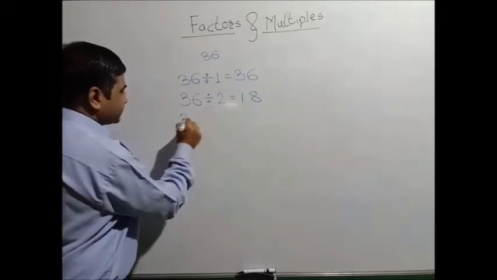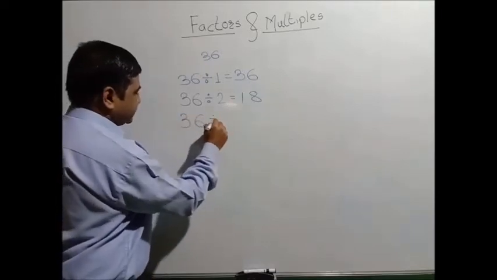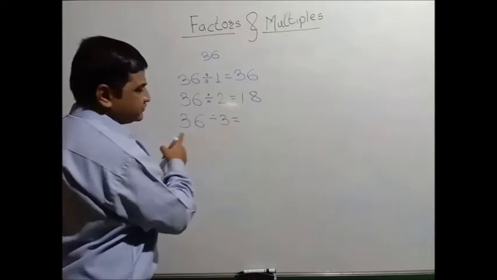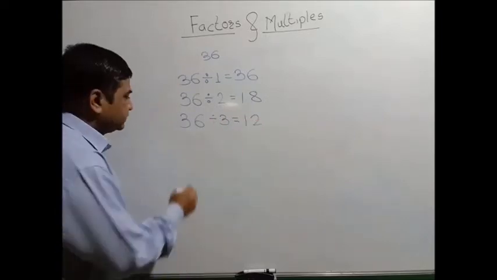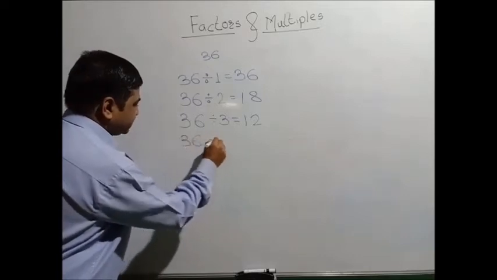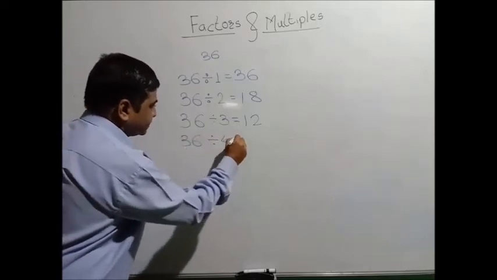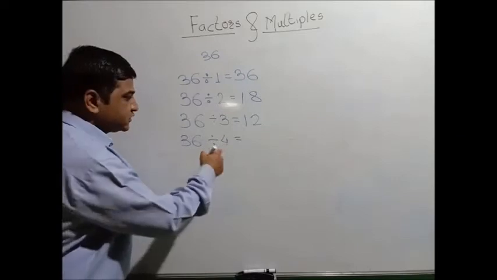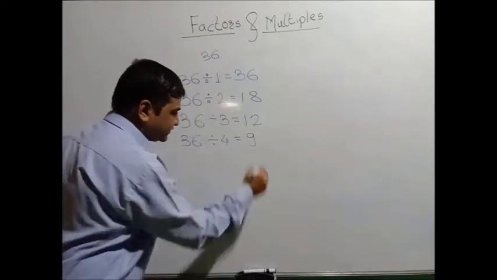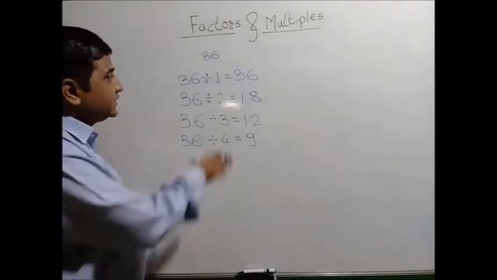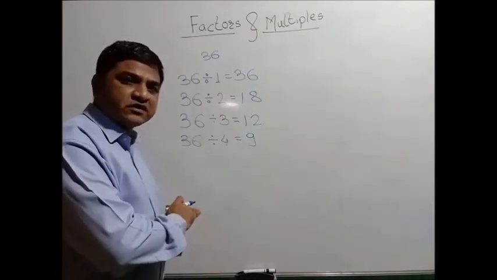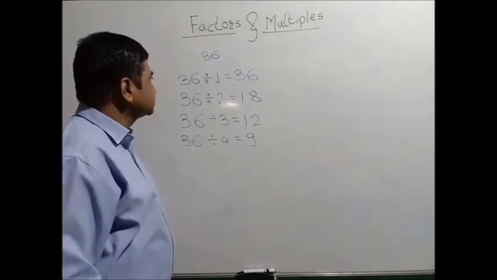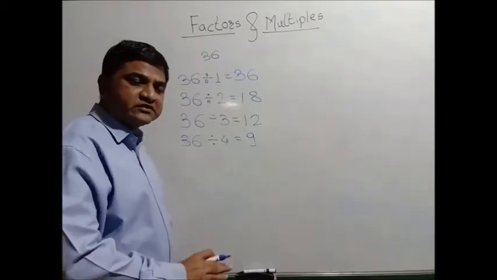Now if I try to divide 36 by 3, yes, definitely I can divide 36 by 3 and what I get is 12. Well, if I try to divide 36 by 4, you know that 4 nines are 36, so I will get quotient as 9. The remainders in these cases are 0.